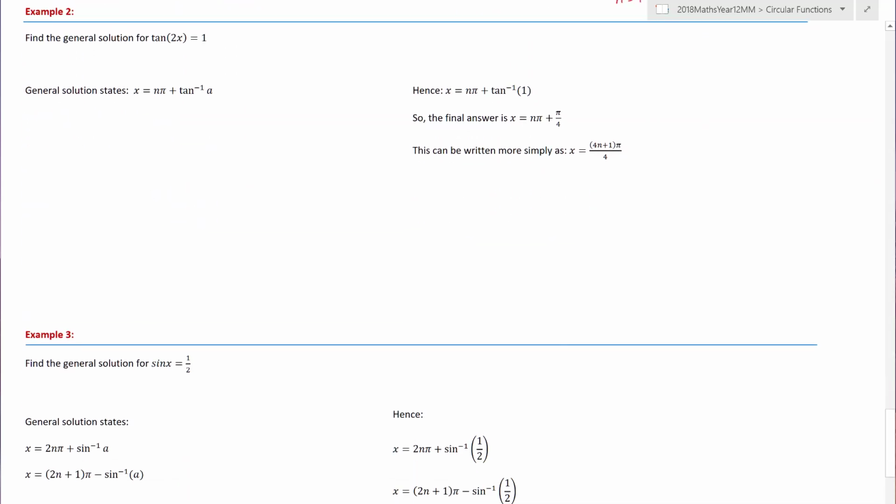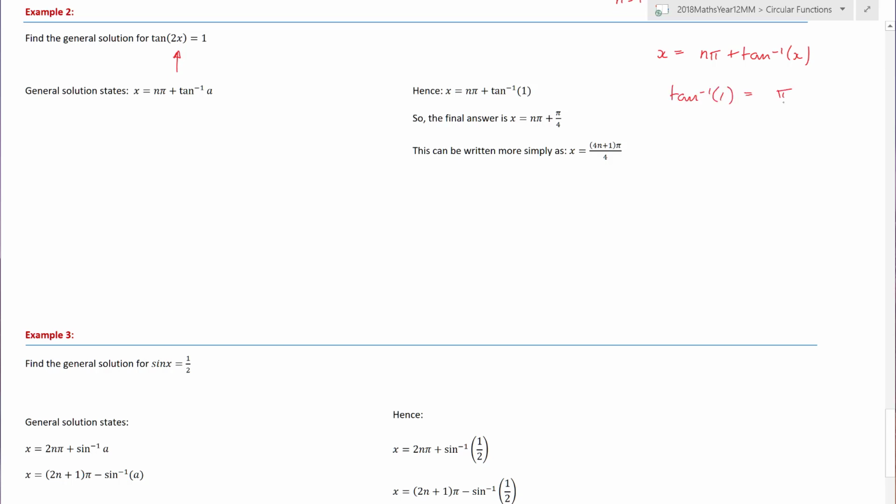Here's another example. Find the general solution for tan 2x equals 1. Same thing happens here. My advice to you is ignore the 2x for the moment. Why would I ignore the 2x? Well, the general solution actually works with the standard tan graph. So if you remember the general solution for tan, it was n pi plus tan to the minus 1 of x. That was for my standard tan graph. So I'm going to say, what is the inverse tan of 1?